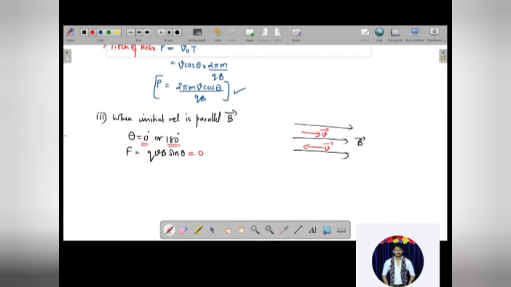Okay, so the next topic we have is motion of a charged particle in a combined electric and magnetic field. So at a place, supposing there is a magnetic field as well as an electric field put together, and you put a moving charge over there, what is going to happen to that moving charge? That we are going to see.